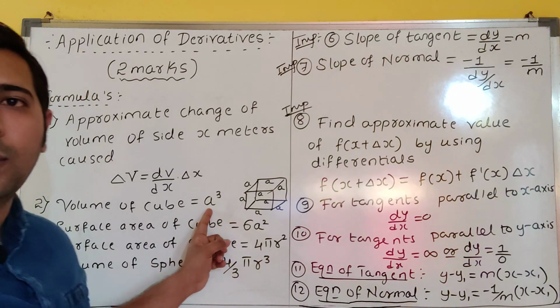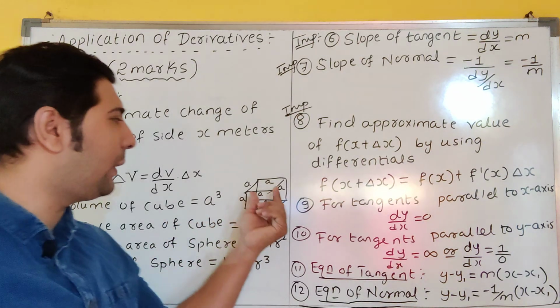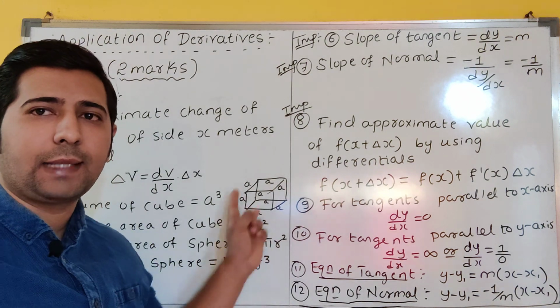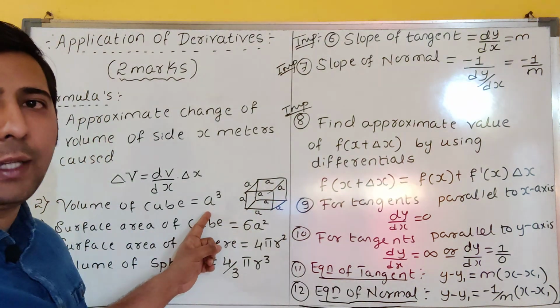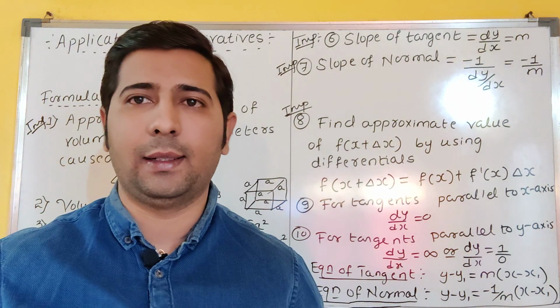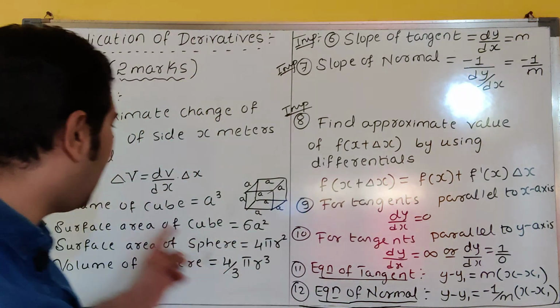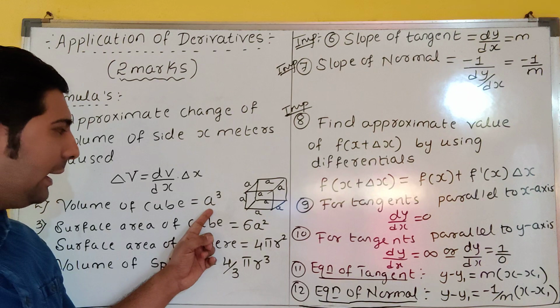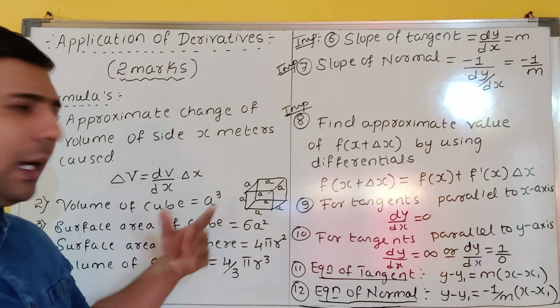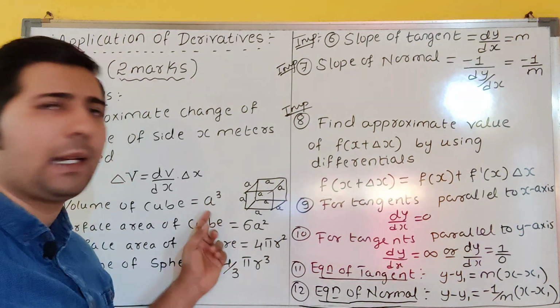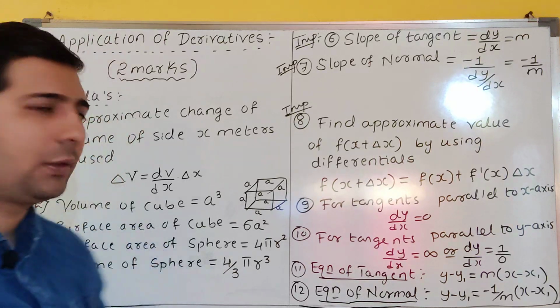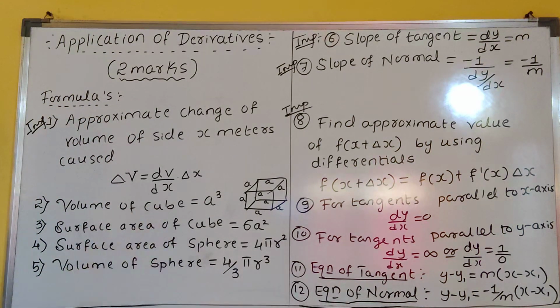Volume of a cube. If you take each side as a, it will become a cube. If you take side as x, it will become x cube. So that's why volume of a cube is equal to a cube. If it is given as x, we can write it as x cube also. So this is also most important formula, dear students.